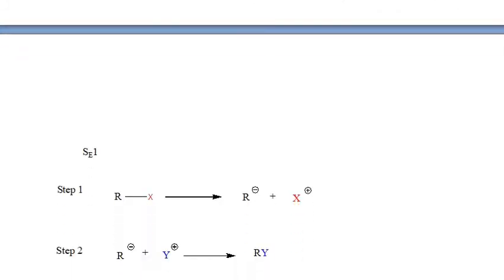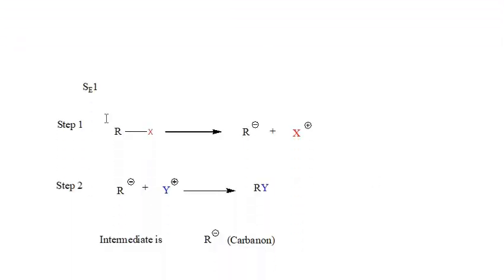Let's see the reaction mechanism. This is the reaction mechanism of SE1. Here we can see step 1, in which the bond between R and X breaks and the carbanion forms. Similarly, the electrofuge generates here, and in step 2, bond formation between the carbanion and the electrophile takes place. So the intermediate is a carbanion.